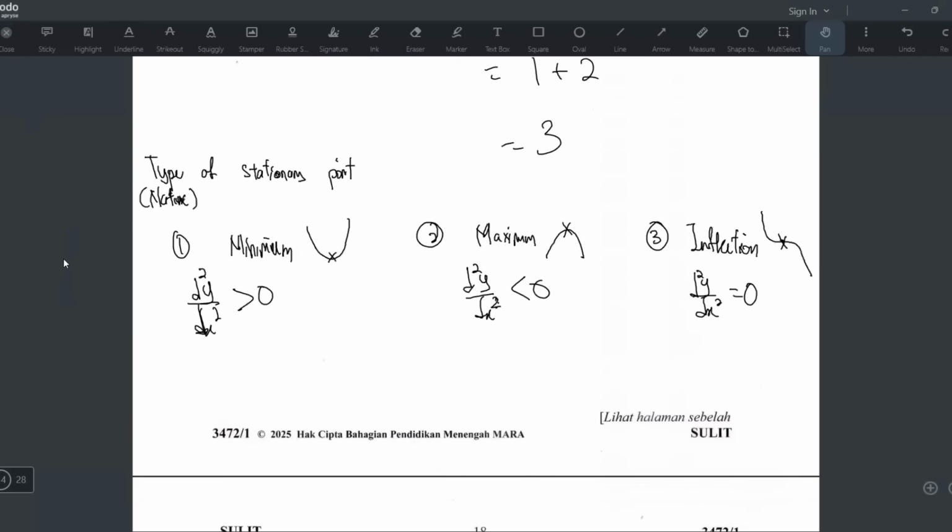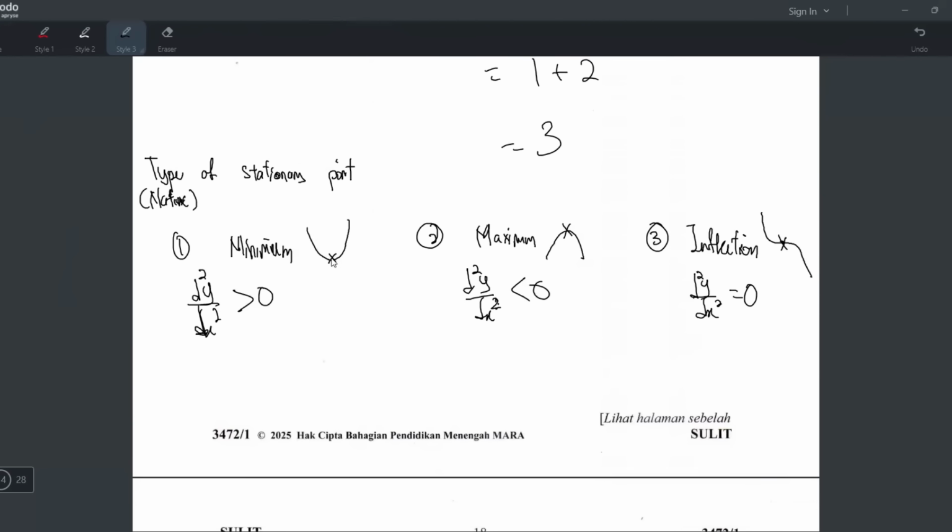Okay, the tangent sketching method looks like this. You find out the turning point first. You need to have the turning point first, and then you take a value, and then you look at the x value here, the x coordinate.